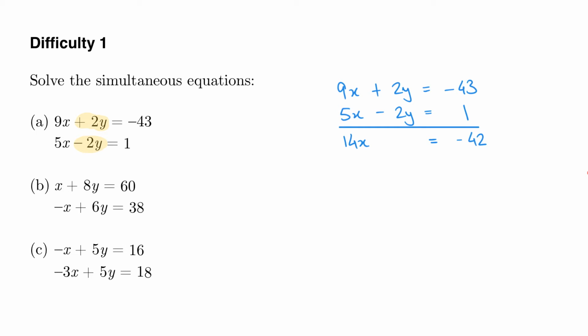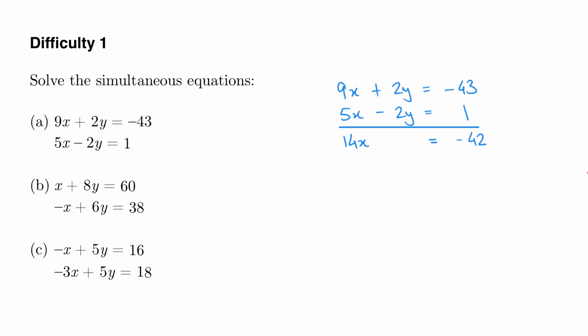Now, some of you might be thinking you're a bit uncomfortable with this idea of adding equations, so let's have a look at why this makes sense. For now, let's just focus on adding negative 43 and 1. Forget the rest of the equation. Those are just two numbers, and you should be happy about adding two numbers together. Negative 43 and 1 add up to negative 42.